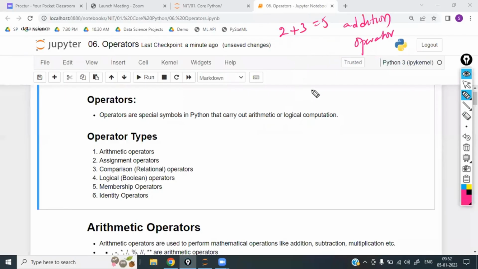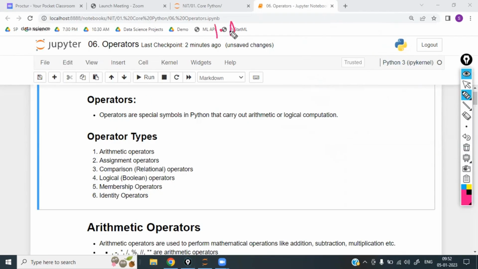Similarly, we have minus. Minus is a subtraction operator, which is used to subtract between two numbers. Multiplication is a multiplication operator, which is used to multiply between two numbers. So these symbols are all called operators, which are used to do some kind of operation, right?